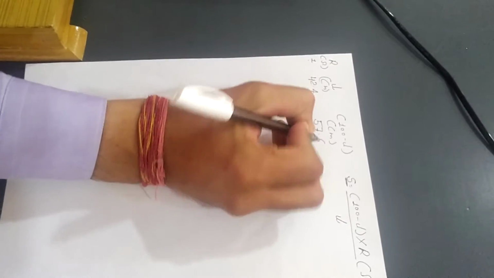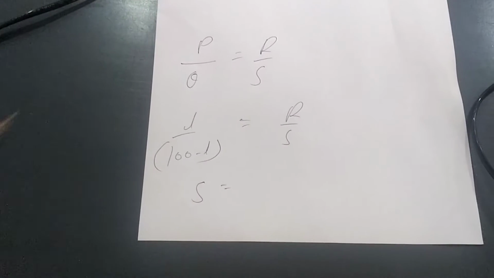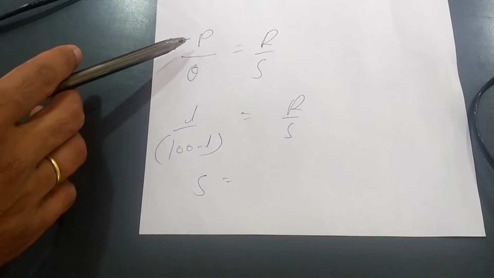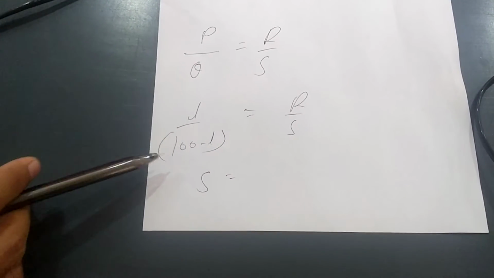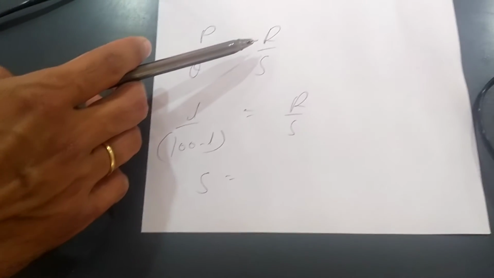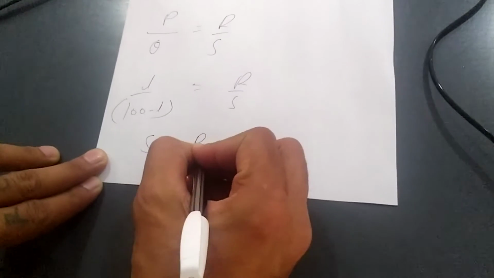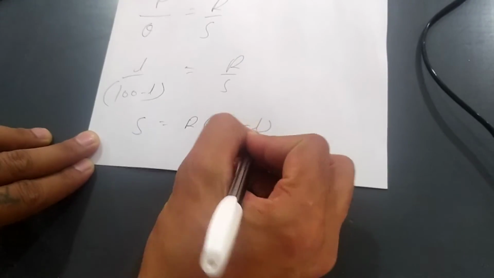This is 57.6. And this S you can calculate because we have used this formula, P upon Q is equal to R upon S. P is the length L, Q is 100 minus L, R is the resistance of the resistance box, and S is the unknown resistance. So S will be equal to R into 100 minus L upon L. So this will be the formula.